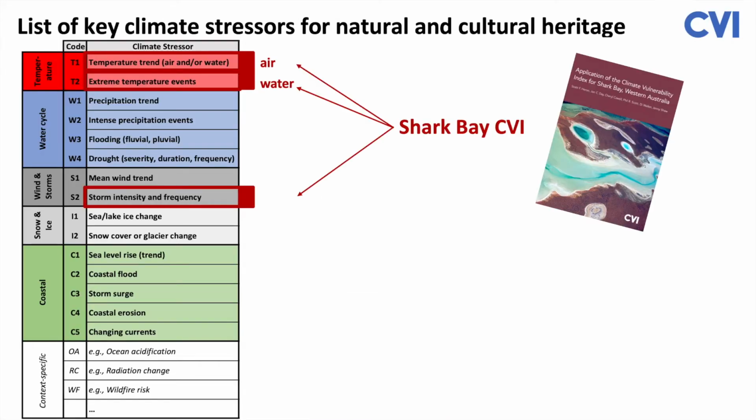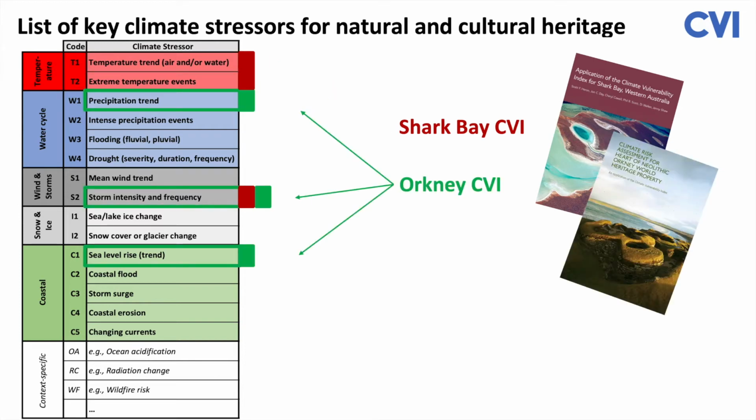To give you an idea of what we do next, we look at those values and we ask the question from this list of key climate stressors that we have identified together with other collaborators in consultation with climate experts, which are most likely to affect different aspects of heritage. For our first large application of the CVI in Shark Bay, Western Australia, the top 3 key climate stressors were identified as temperature trend, long-term changes, temperature events, short-term burst events, and the changes to storm intensity and frequency.